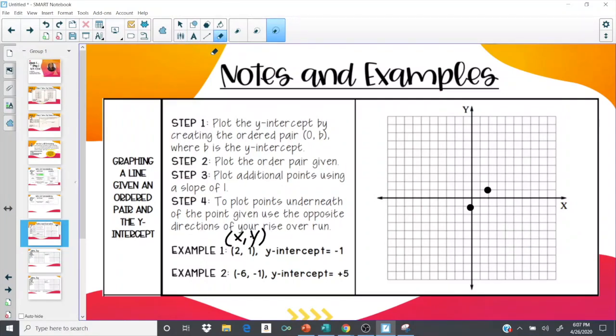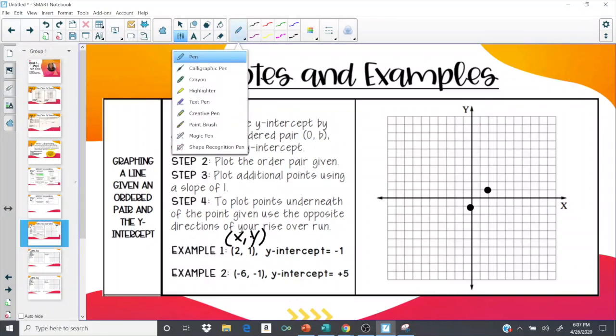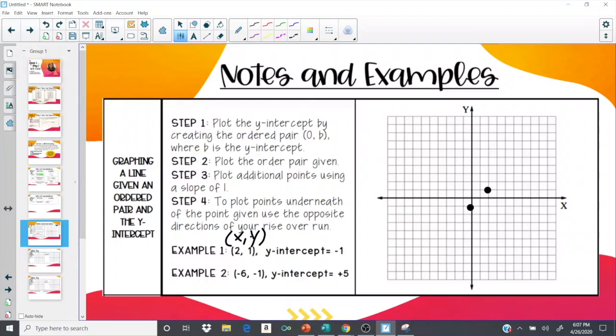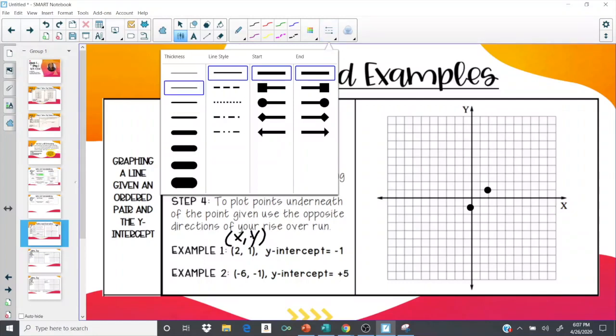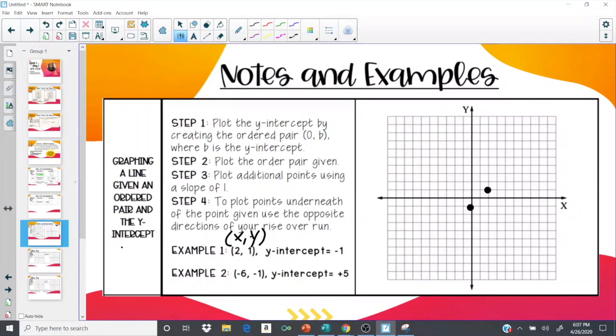So after that, you are going to plot additional points using your rise over run directions. So you know we're going to have a slope of 1, which means you have to turn that slope into a fraction so we can find change in y over change in x. So a slope of 1 is equal to 1 over 1.